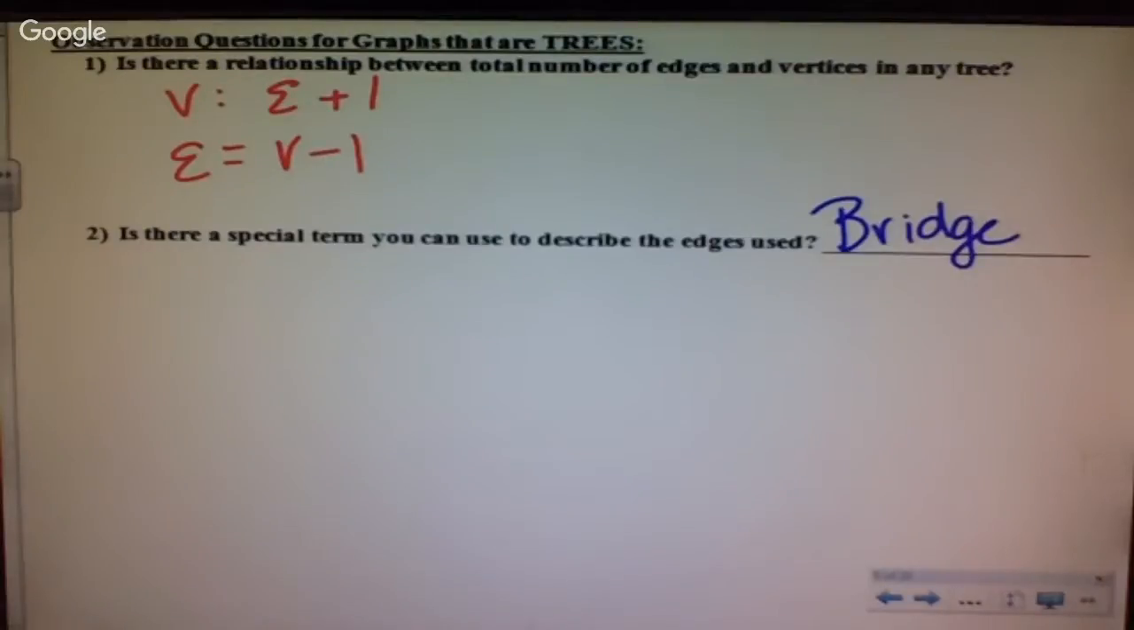So each one of the edges in a tree is a bridge, which means if I erase it, it disconnects my graph. I didn't even know that. Stuff you learn. I'm smart. Genius.